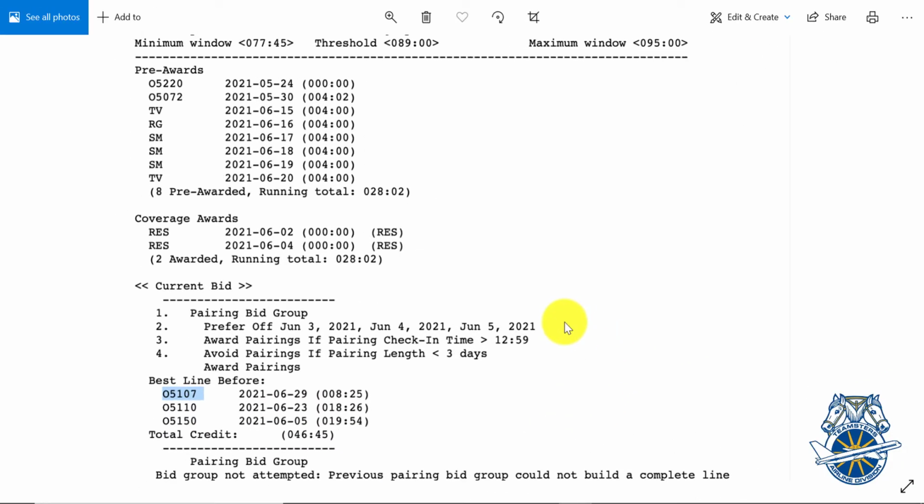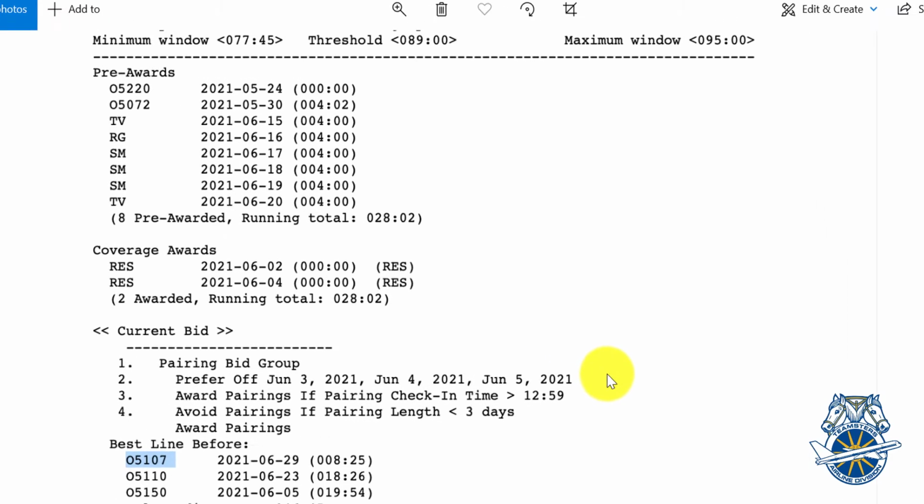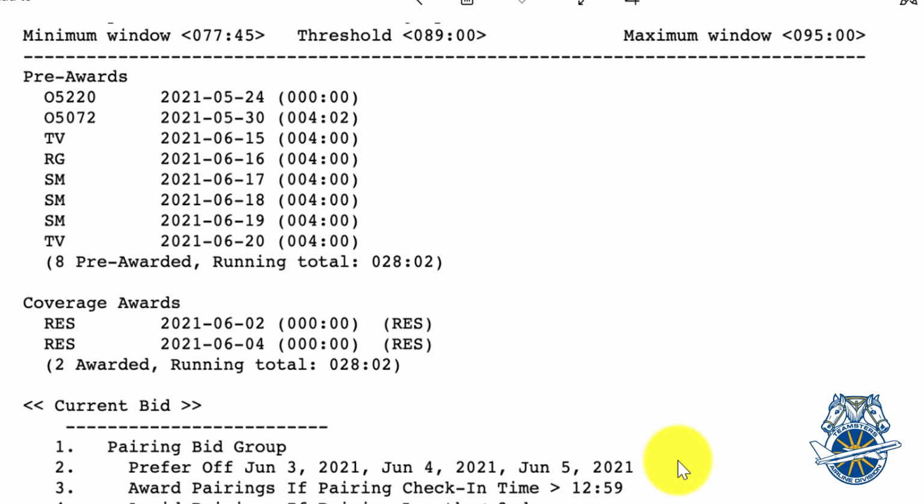Okay, guys, so we stopped for a quick second to grab this new reasons report of why I got reserve. As you can see, we moved some bases around. Now we're in Chicago. This is a Chicago captain. So we can see the min window was a little bit different, the threshold was a little bit different, and obviously our max is still the same.